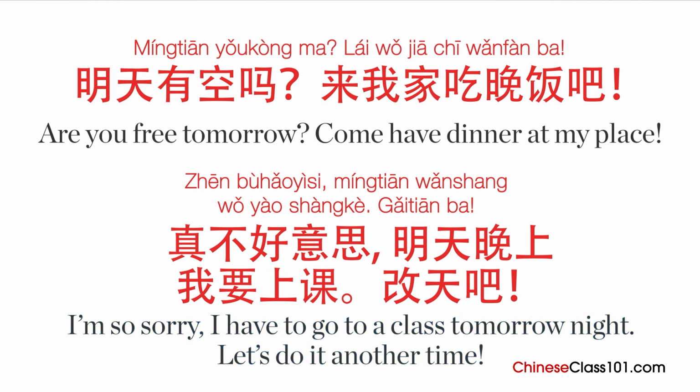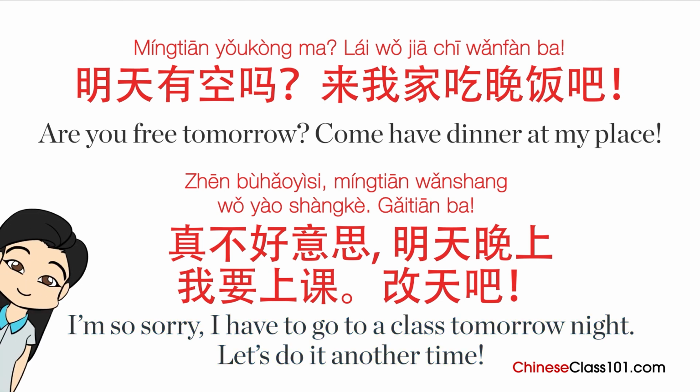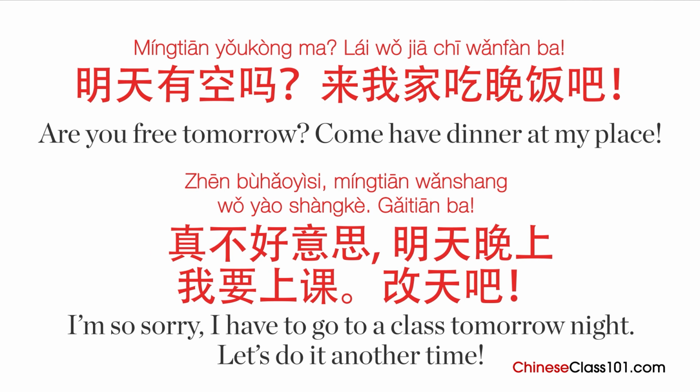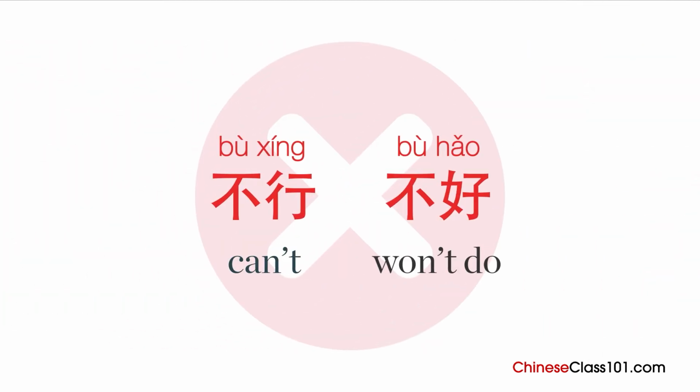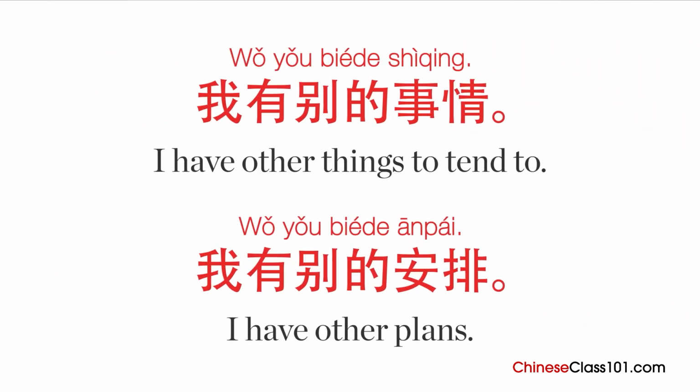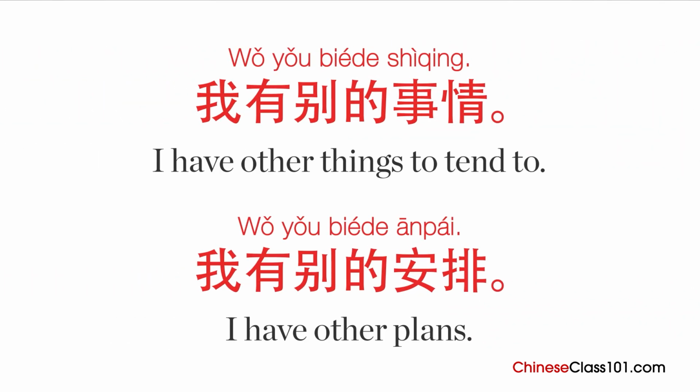In this conversation, person B didn't say no. Instead, she explained why she couldn't go and suggested doing it another time. This is the Chinese way. You don't want to say the word can't, 不行, or won't do, 不好, and you'll want to explain why. Many times you don't even have to give the real reason.